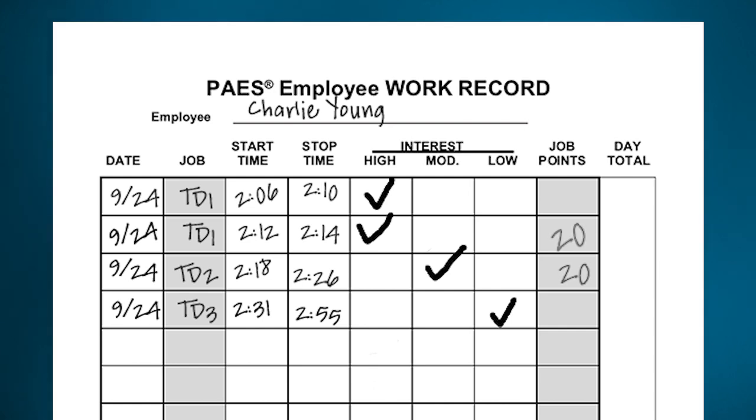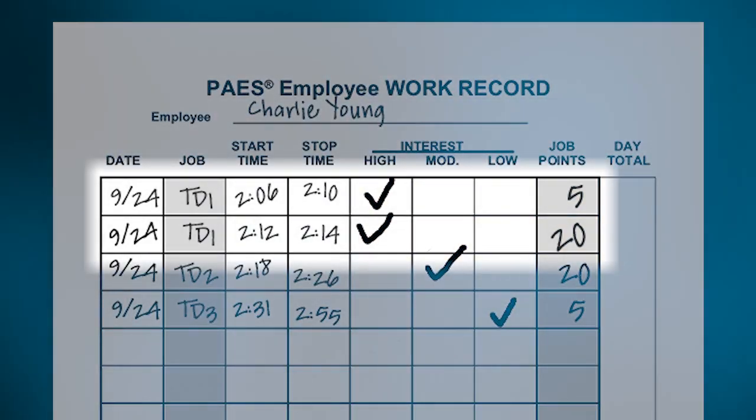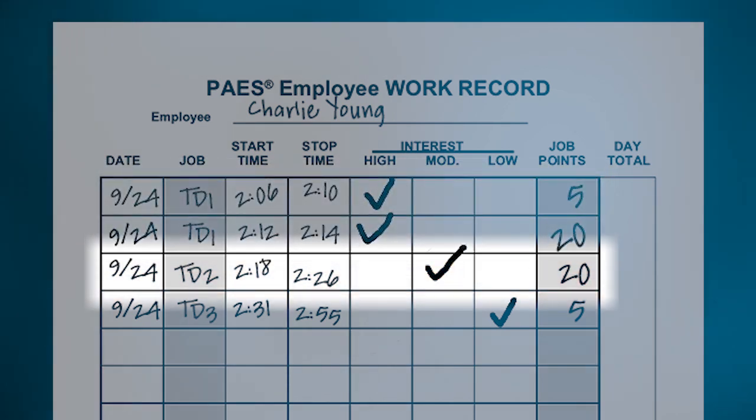Employees earn 20 points for each attempt they make that results in a successfully completed job. Employees earn 5 points for each attempt in which they make mistakes. In this case, the employee required 2 trials to complete job TD1, earning 5 points for an unsuccessful trial and 20 points for a successful one. They then performed job TD2 successfully on their first trial, earning 20 points.